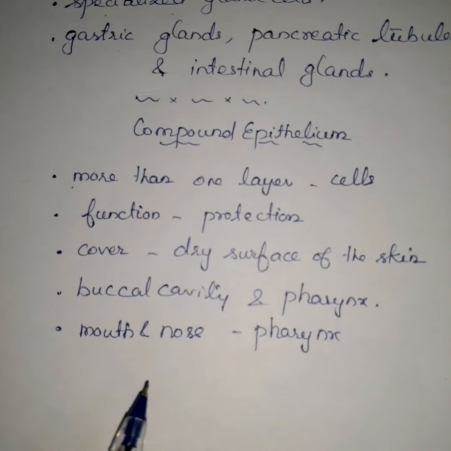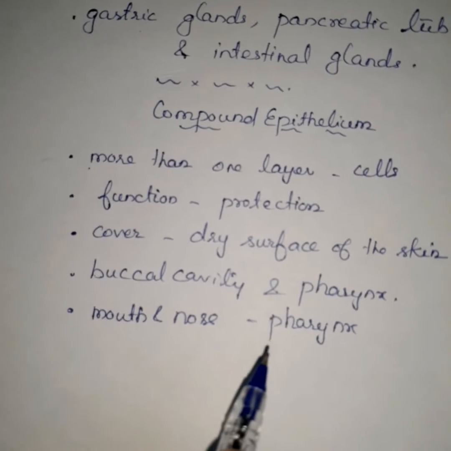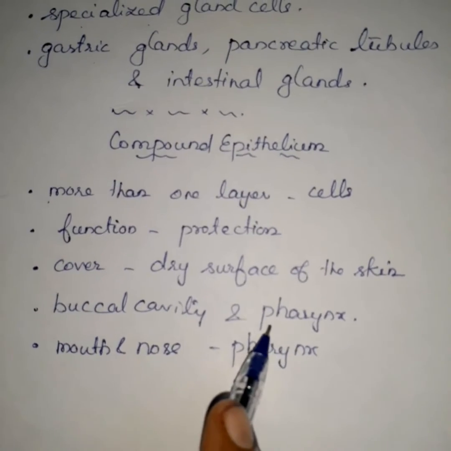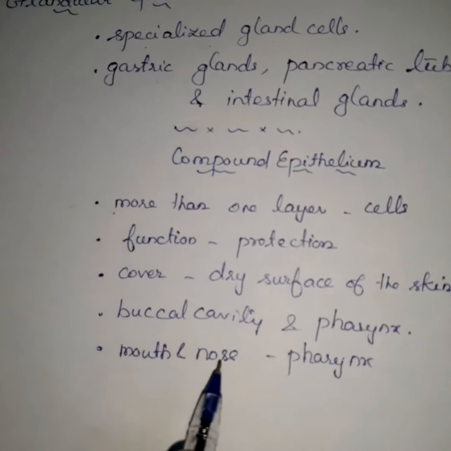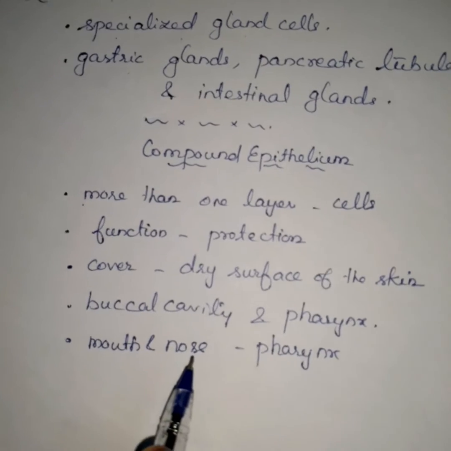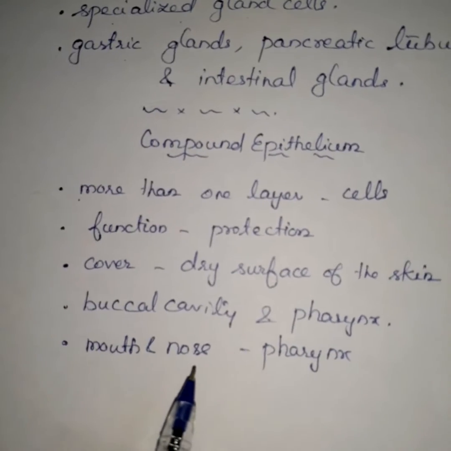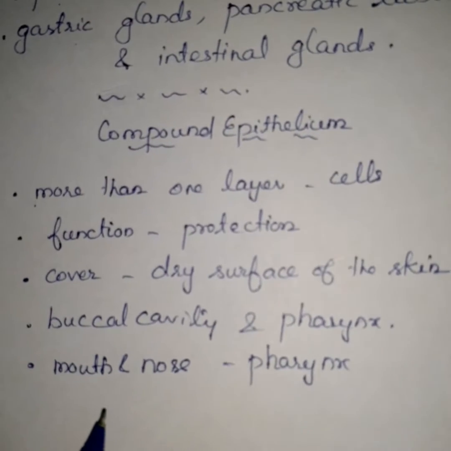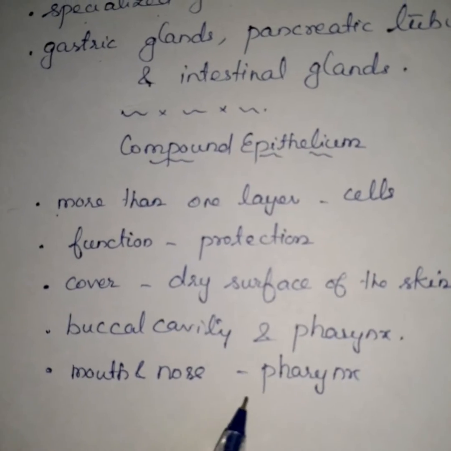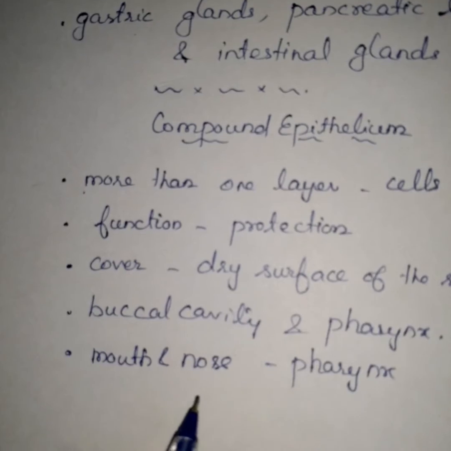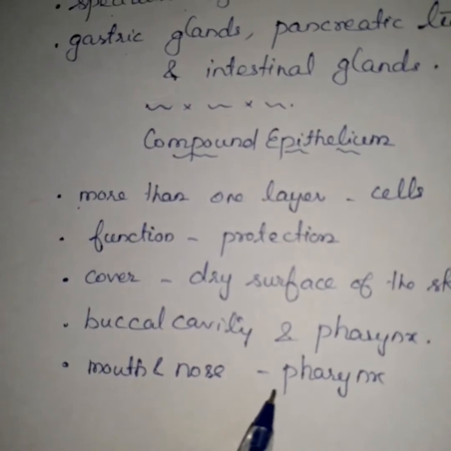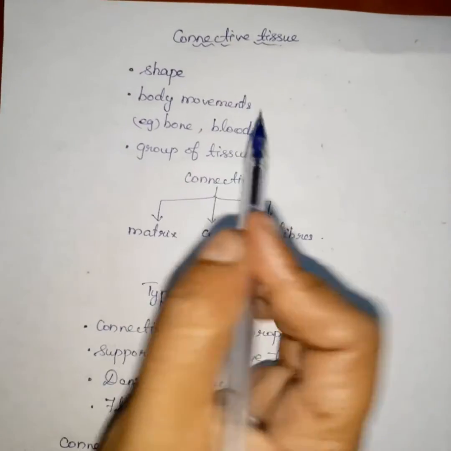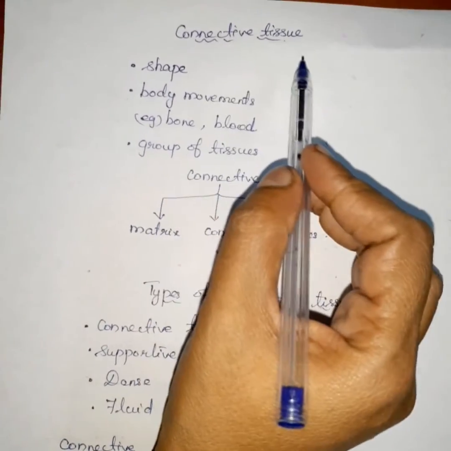Here, the pharynx also has the compound epithelium. The tube which follows the mouth is called the pharynx. Here the mouth is connected with the pharynx and the nose is also connected with the pharynx. Do you understand? Now let us learn about the connective tissue.